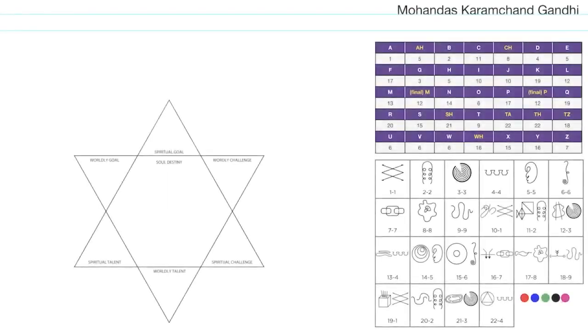We're going to chart the map for Mahatma Gandhi now. I have a workspace prepared. I've got the Star of Creation, the blank one. I have the conversion table for the alphabet to numbers.